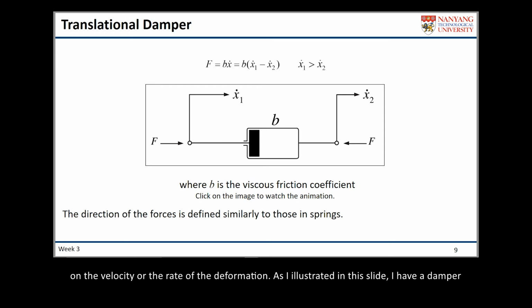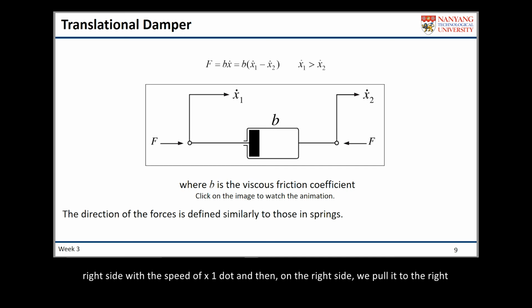As illustrated in this slide, I have a damper with a damping constant of B. The left end of this damper is pushed to the right with a rate of deformation of x1 dot. Dot here indicates the first derivative of deformation. So x1 dot represents the rate of the deformation, the speed of the deformation, how fast we push it to the right side. Again, the left end of this damper is pushed to the right side with a speed of x1 dot.